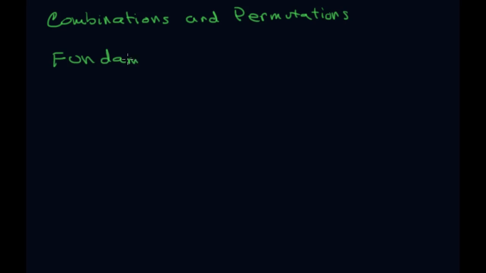Okay, so we're getting into what are called combinations and permutations. Okay, so let's take a look at what's going on here. We have a thing called the fundamental counting rule. And this is pretty straightforward.